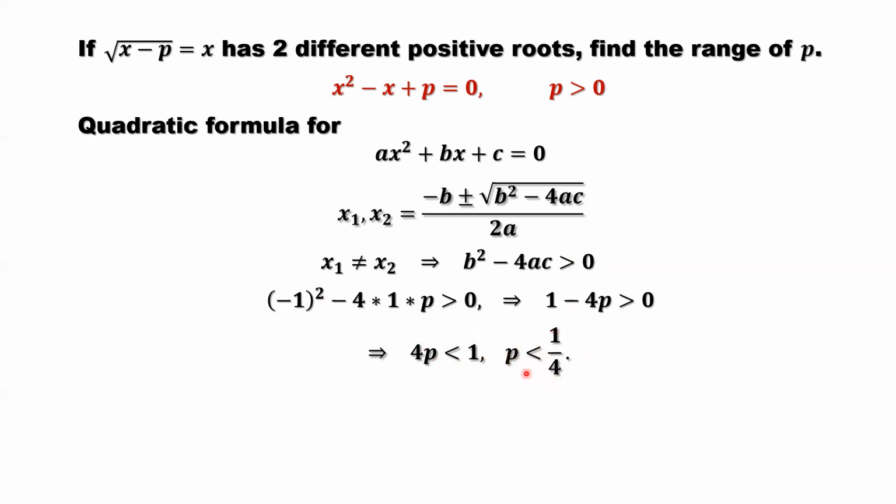This is the second result. First result, p is bigger than 0. Combining both results together, we have 0 less than p less than 1/4. That means this is the range for p. p is in between 0 and 1/4.